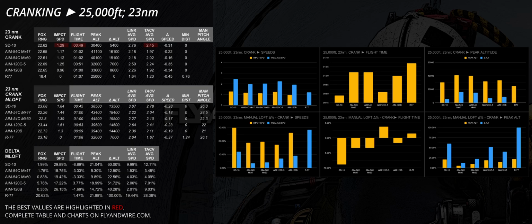The crank scenario shows the slight advantage of the Phoenix vanishing due to its size, weight, and drag. The SD-10 and the AIM-120C-5 are also affected, losing circa 15% of their impact speed, whereas the AIM-54 loses over 20%. Surprisingly, the AIM-120B is the best performer, losing only circa 13% speed at impact.